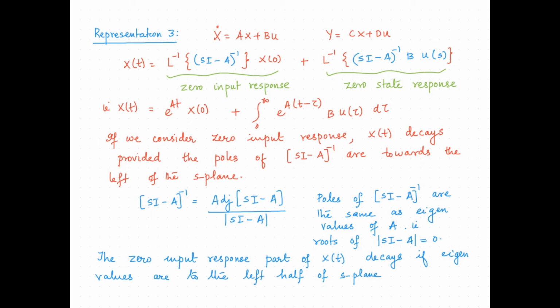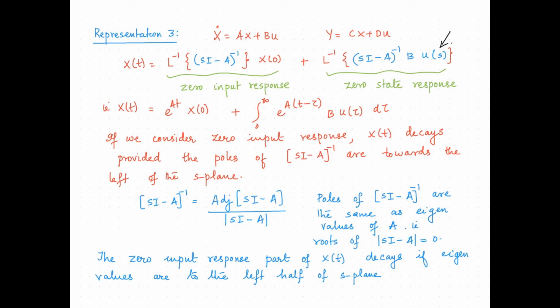Why do we call the first part the zero input response? This is because if you consider the input as 0, that is U of s will be 0 then. If the input is 0, the second part will be totally absent. And hence x of t will have only Laplace inverse of (sI minus A) inverse into x of 0. Hence this term is called zero input response.